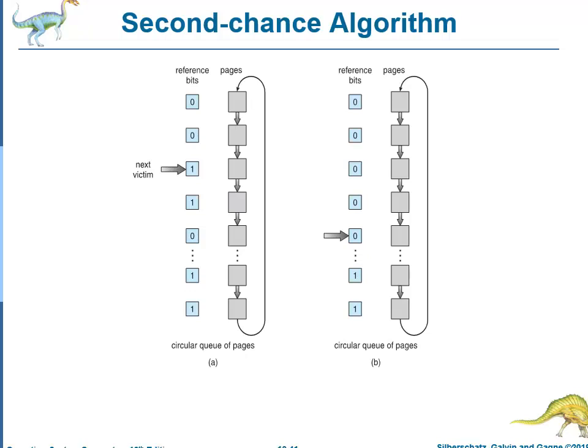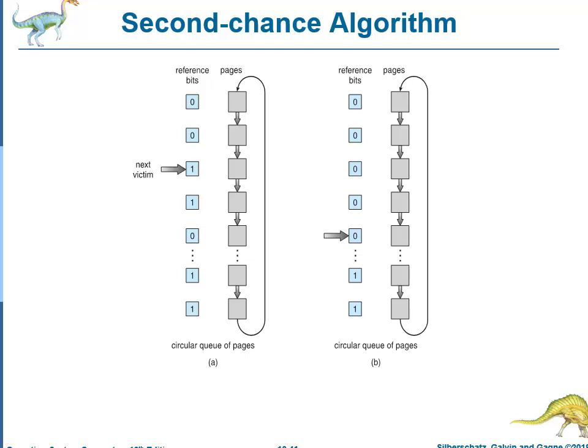I want to talk about the second chance algorithm again. The second chance algorithm is essentially a first in, first out, except the reference bit is used to give pages a second chance at staying in the page table.